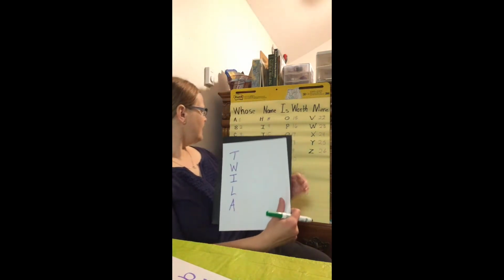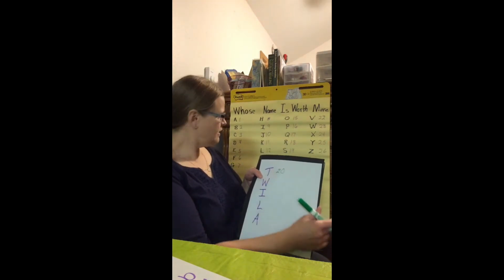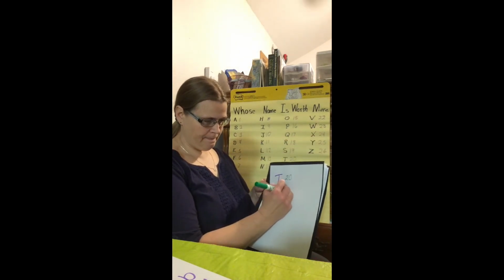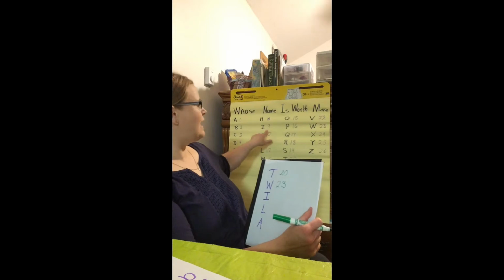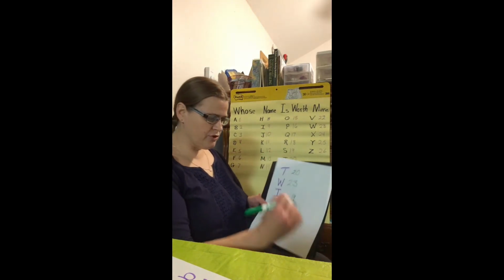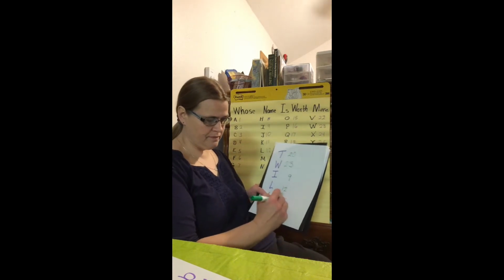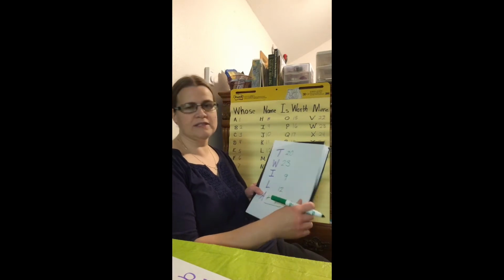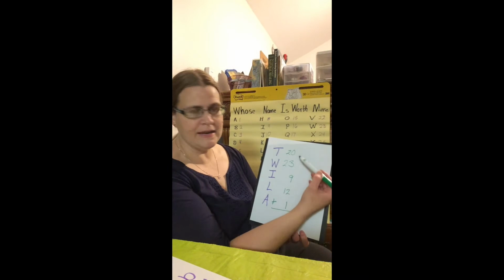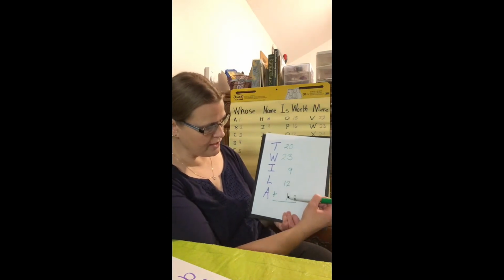And the T, I look at the chart, is worth 20. The W is worth 23. I is worth 9, L is worth 12, and the A is worth 1. We're going to add them all together. Remember, we're going to start with the ones row, like the pennies row. We're going to add 0, 3, 9, 1, and 2.